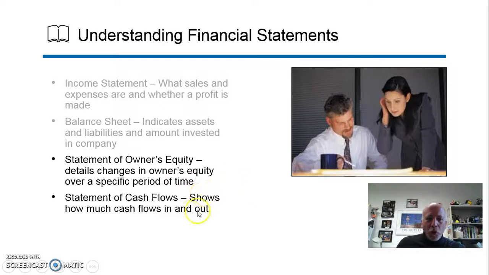We're going to look at two other financial statements that help us determine the balance sheet. They're not as important for this class as the income statement and balance sheet are, but they're important to know what they are. The statement of owner's equity tells you where the equity came from over a period of time, and the statement of cash flows shows how much cash comes in and out of a particular company.